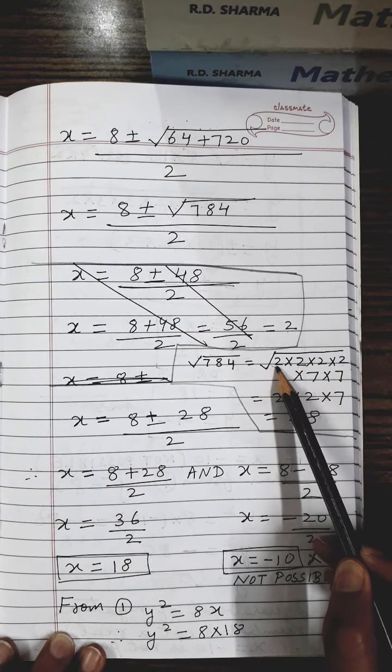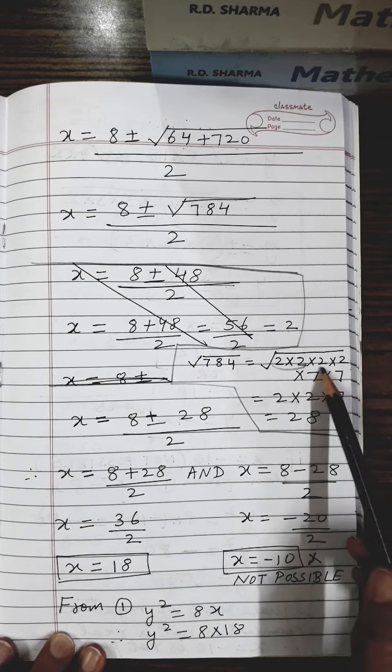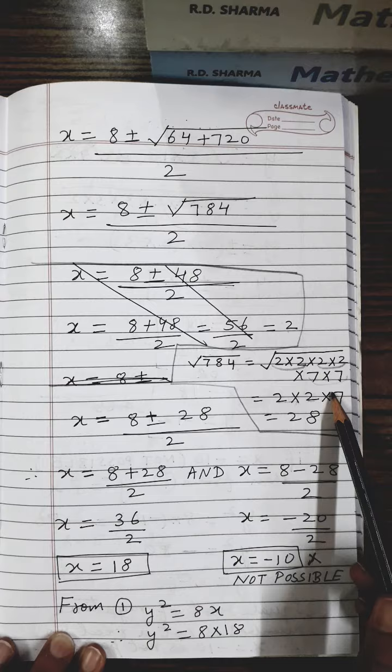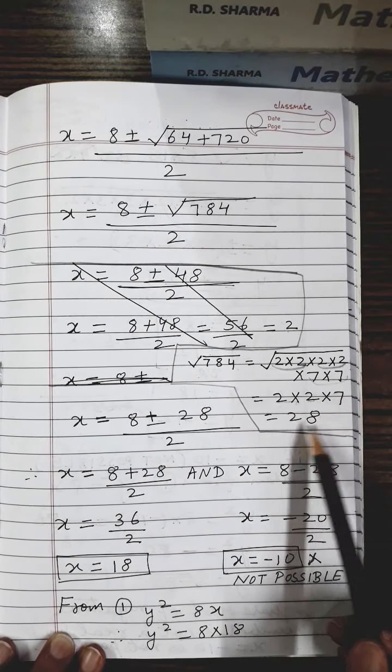Do the pairing. This 2 and 2 make a pair. So take out one 2 outside the square root sign. Again pairing, one more 2. This is a pairing, so 7. So what is the square root of 784? 2 into 2 into 7, which gives you 28.